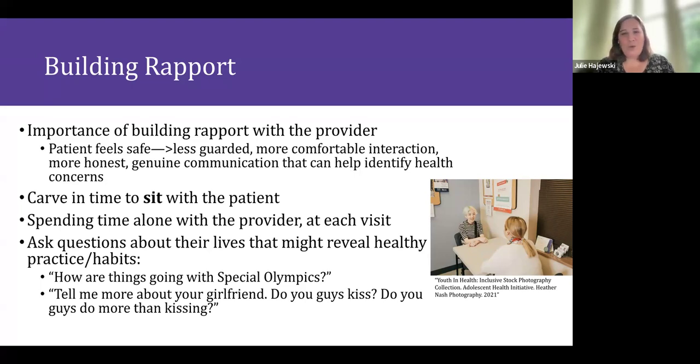If you remember from our first module, we talked about youth spending time alone with a healthcare provider at every visit, just a reinforcement of that helps build rapport and trust in that provider for youth also. And then asking questions about their lives that build rapport that also provide you with information or data that might help you identify health practice and habits. How are things going with Special Olympics? How did it go with that final basketball championship game? Were you able to run all the way through it, or did your knees bother that day?